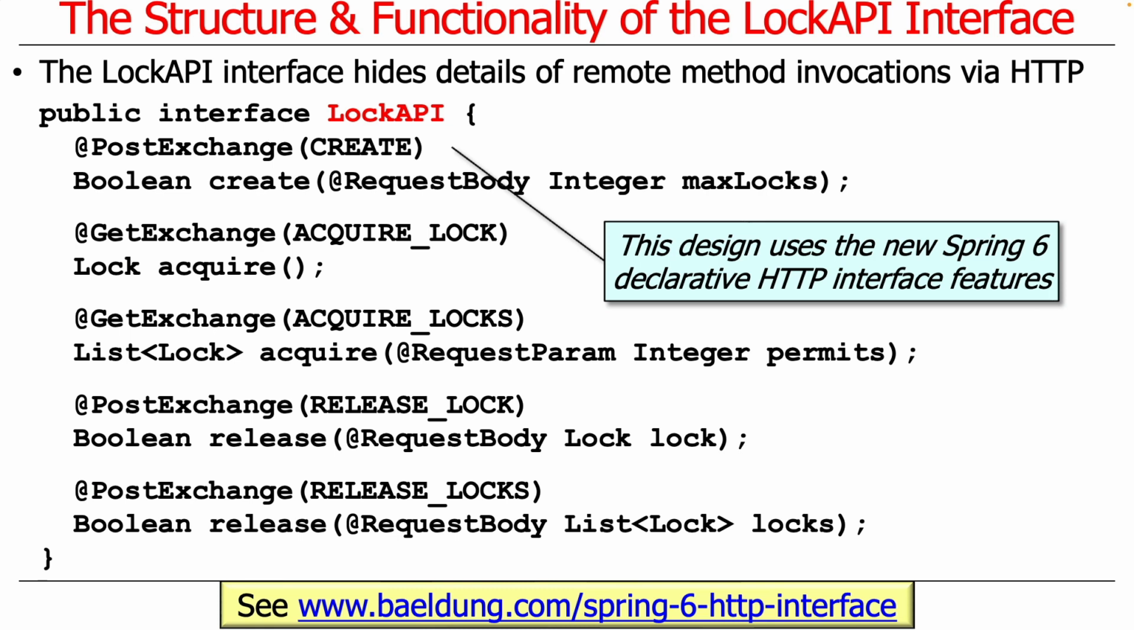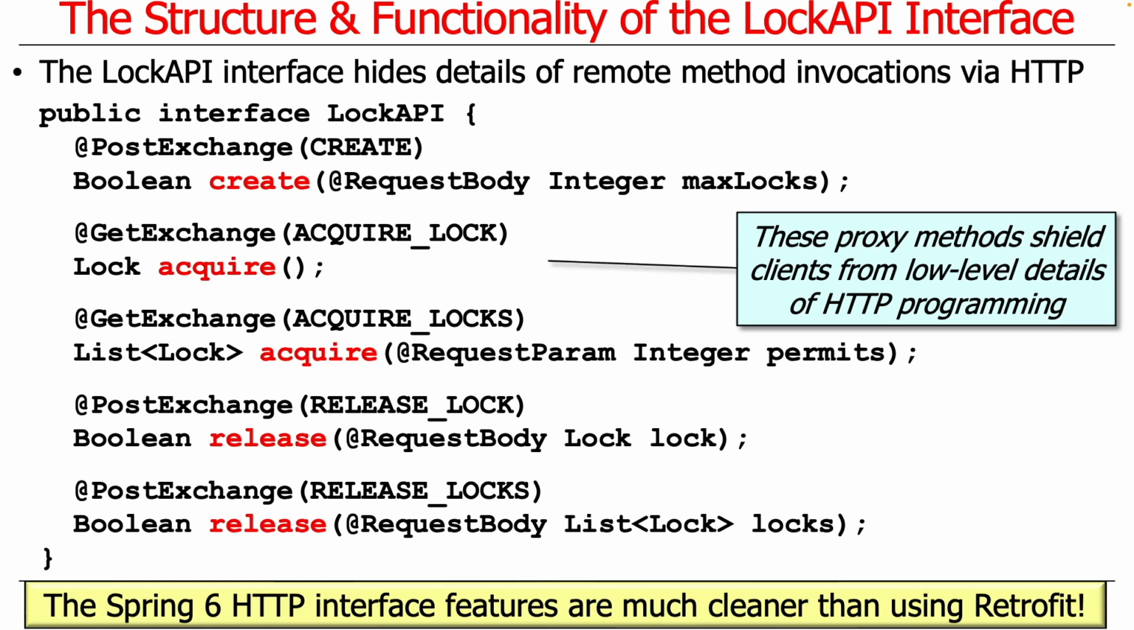So new, in fact, you can't get help from ChatGPT if you want to learn how to use it. So you have to rely on the old school way of reading web links. Ugh, terrible. So this is basically what we can do. We have a lock API that uses the new HTTP interface features. And what we have here are a bunch of methods that mimic the same thing you'd see on the controller side. So we've got create, acquire, release, and so on.